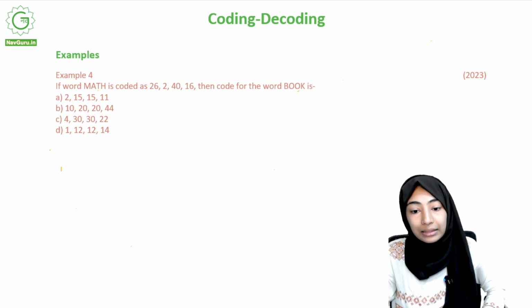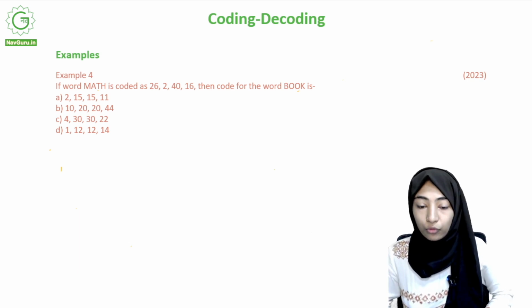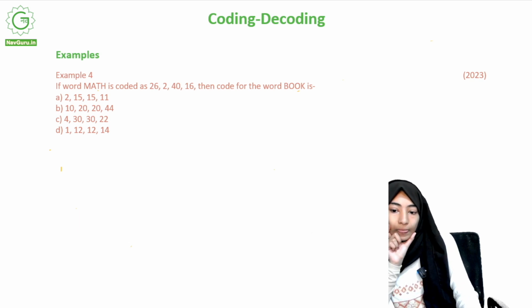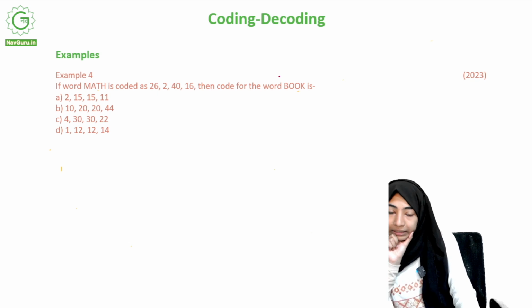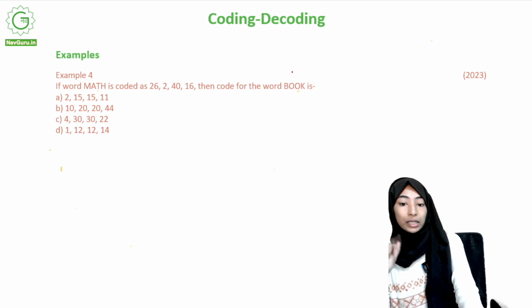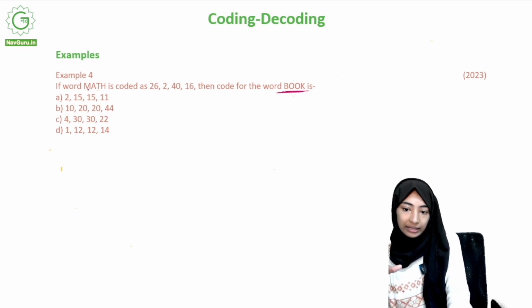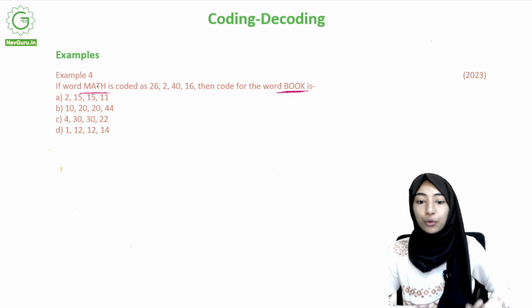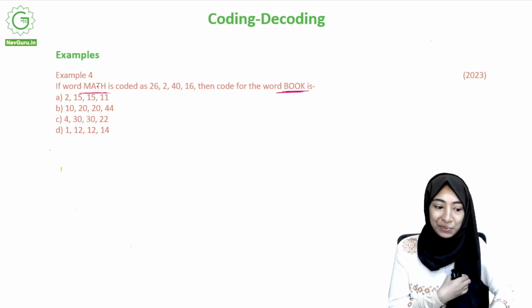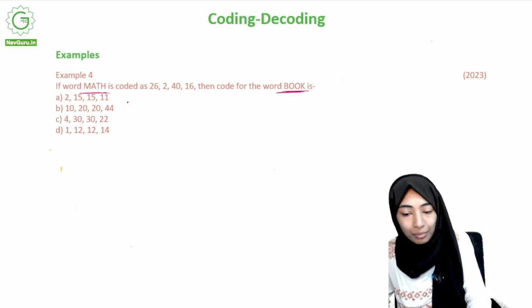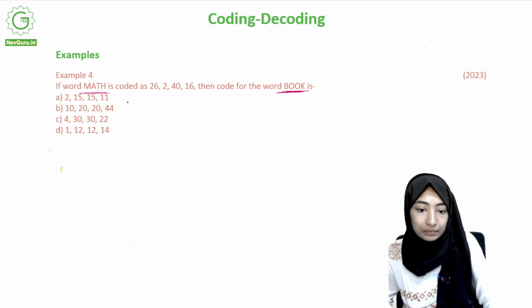If the word math is coded as 26 to 4016, then the code for the word book is. Okay, so the problem here is, it's not exactly a problem, but our old trick will not work here, because if you look at the letters of book, none of the letters are there in math, right? So you can't just copy the code. That's not going to work. So one thing you can think of, though it's not useful here, but it might be useful for some other question.